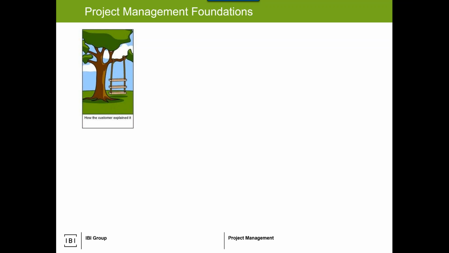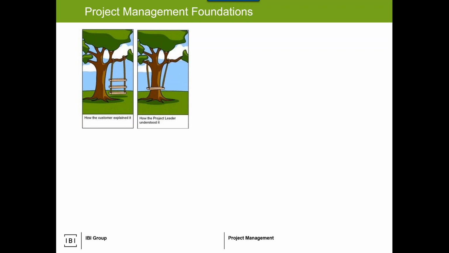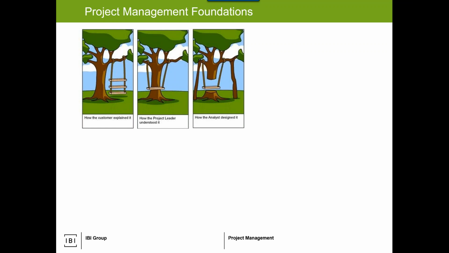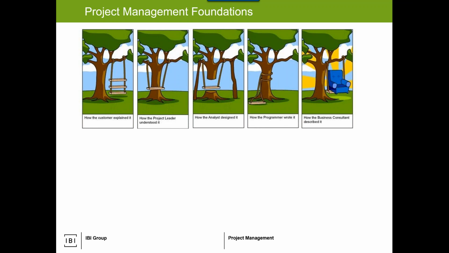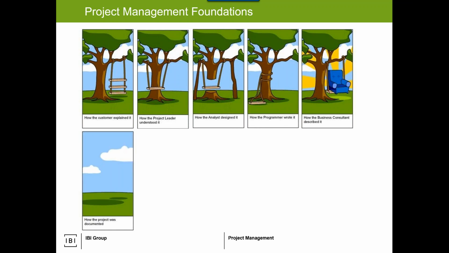I'll skip through IBI particulars. This slide came from the Project Management Institute, and I love it. So a quick example, this is how project management fails. How the customer explained what they wanted. How the project leader understood. How it got analyzed and designed. So you can see there, simple clash, right? How the programmer thought about it. The business consultant described it. What was documented, and that's scary because that's actually in reality. Nobody knows what was actually done in the real world.